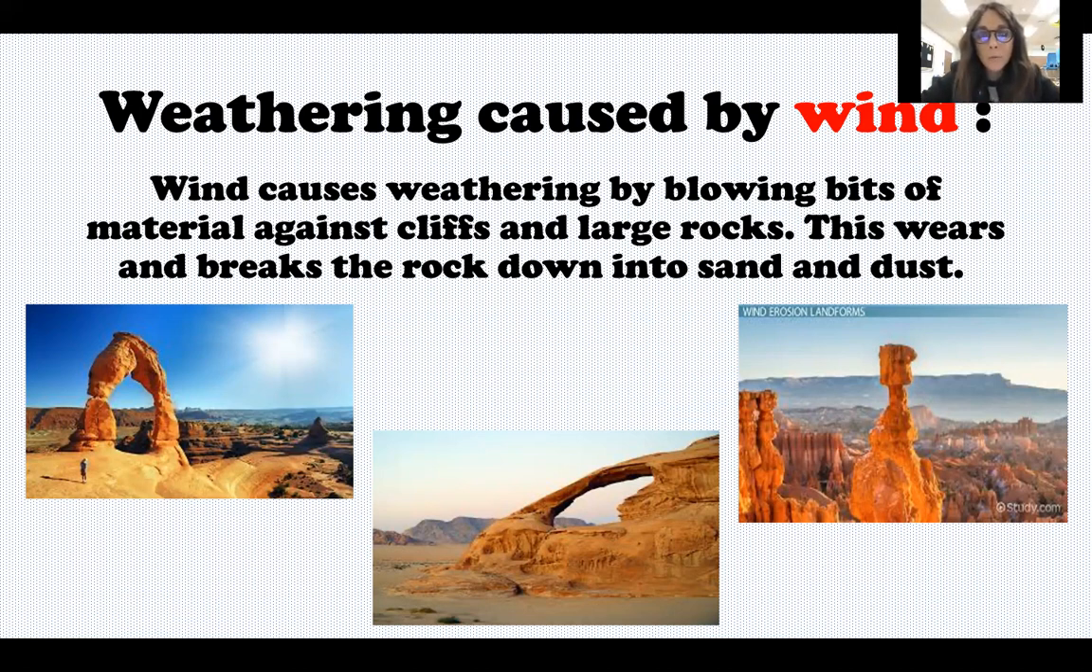Wind causes weathering by blowing bits of material against cliffs and large rocks. This wears away and breaks the rock down into sand and dust. So this is kind of like if you rub sandpaper on something, you know how it smooths it out and kind of changes its shape. That's what's happening here. In places where the soil is very sandy, the wind picks up the sand and blows it up against these large rocks and cliffs. And over time, again, remember, not a fast change, this kind of carves and smooths out the rocks and creates the rock arches.